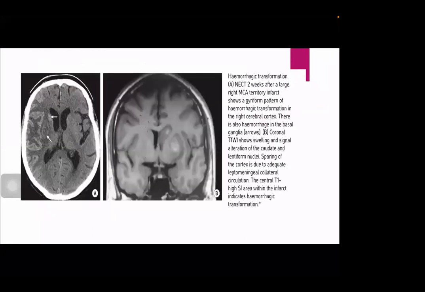Again, you can see this area of high density on the non-contrast CT indicating hemorrhage that also involves the head of the caudate. On the coronal T1 weighted MRI, you can see this high signal intensity indicating hemorrhage.